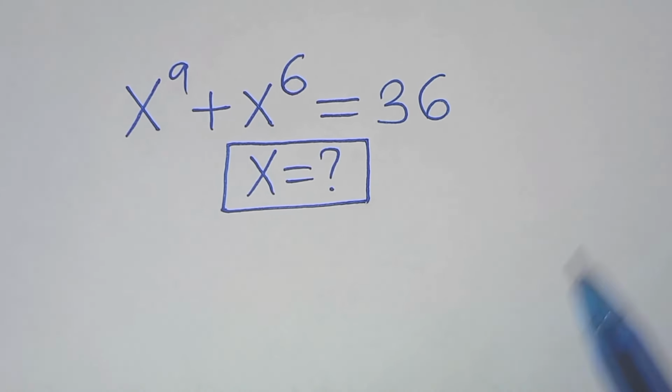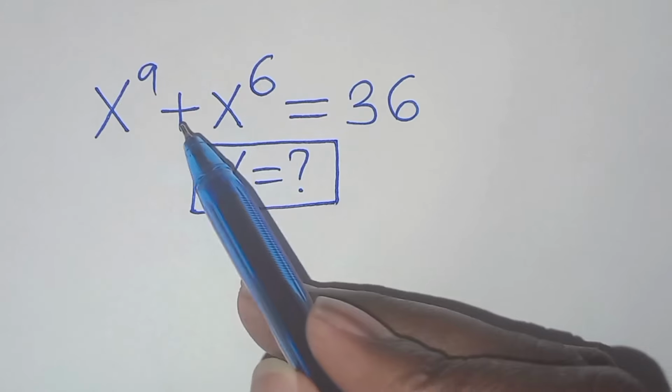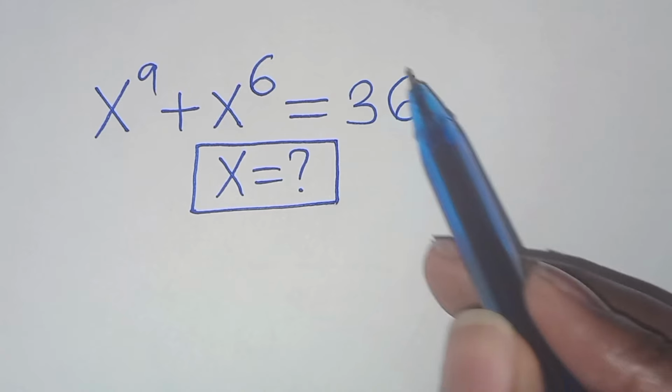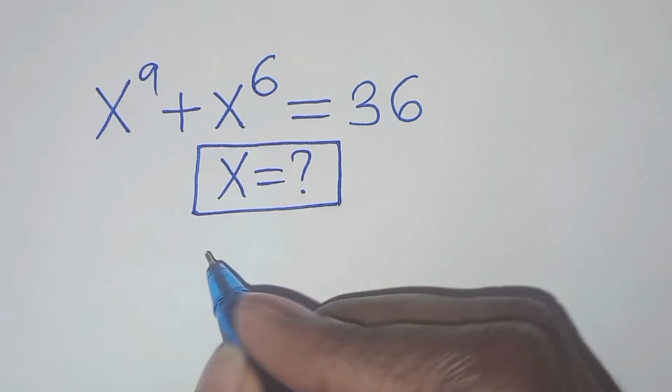Hello everyone, you are welcome to solve this nice algebra problem, which is x to the power of 9 plus x to the power of 6 is equal to 36. So what are the values of x? So let's present the solution.